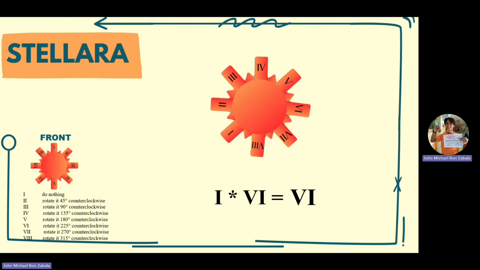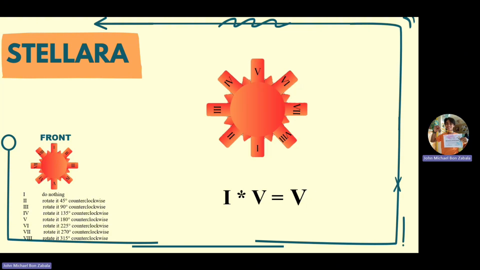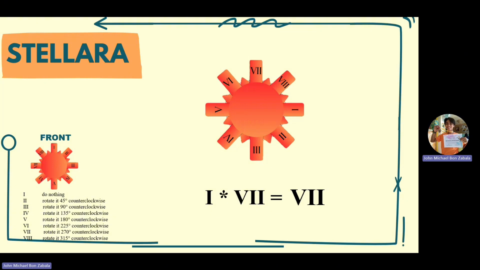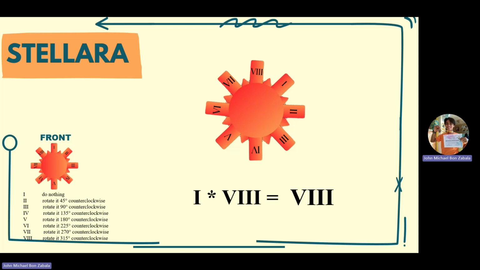1 star 4 is 4 because do nothing star rotate the figure 135 degrees counterclockwise. The answer will be rotate the figure 135 degrees counterclockwise. 1 star 5 is 5, 1 star 6 is 6, 1 star 7 is 7, and lastly, 1 star 8 is 8. So I hope you guys understand what I pointed out.